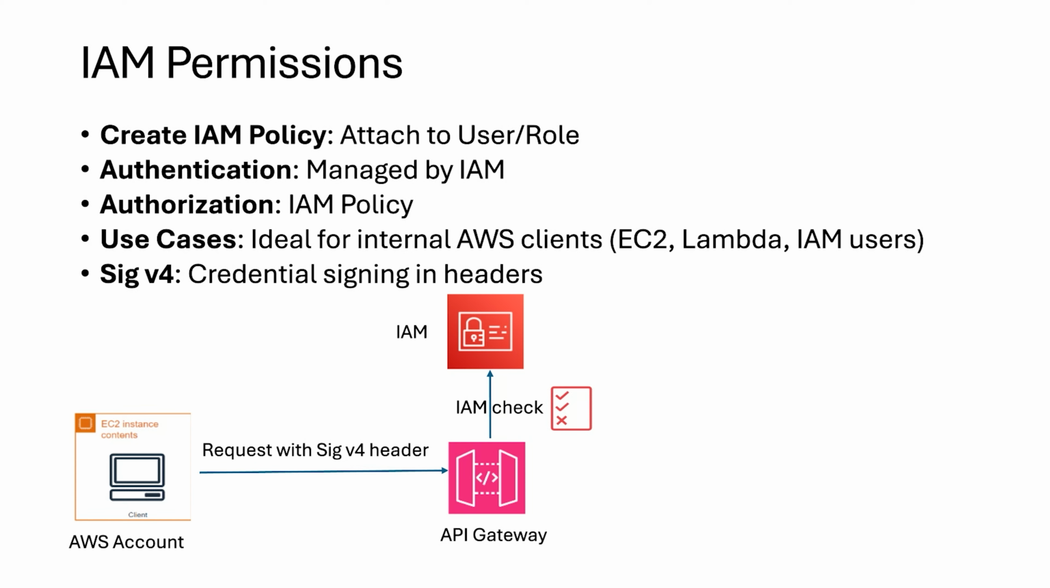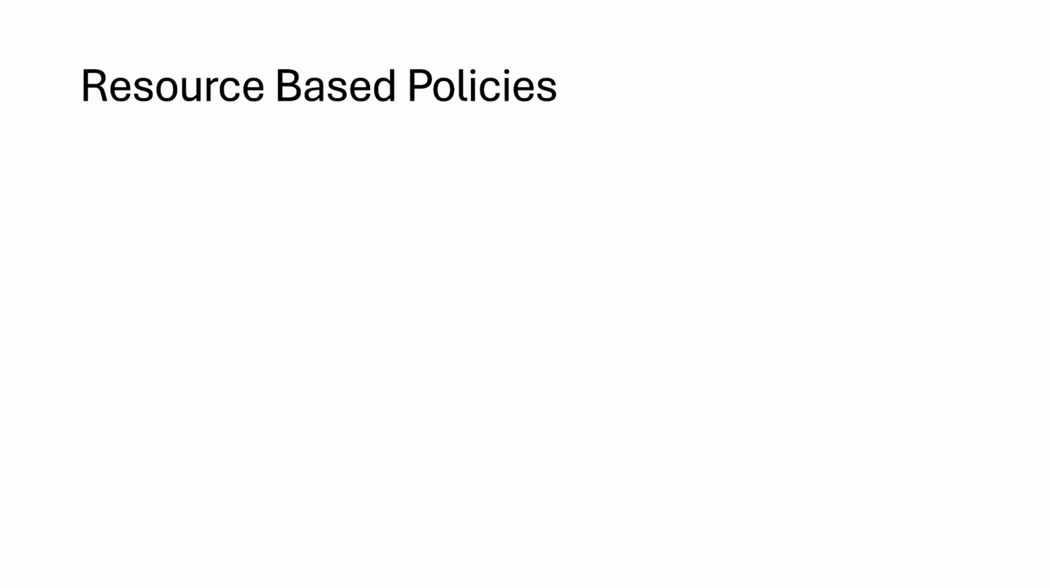If it is good, then API Gateway will route the request to the Lambda or any other AWS service, which will process it and send the response back to the client. So this is the flow. This is how IAM permissions work within the same AWS account. I hope you understand this topic. Moving on to the next one, that is resource-based policies.